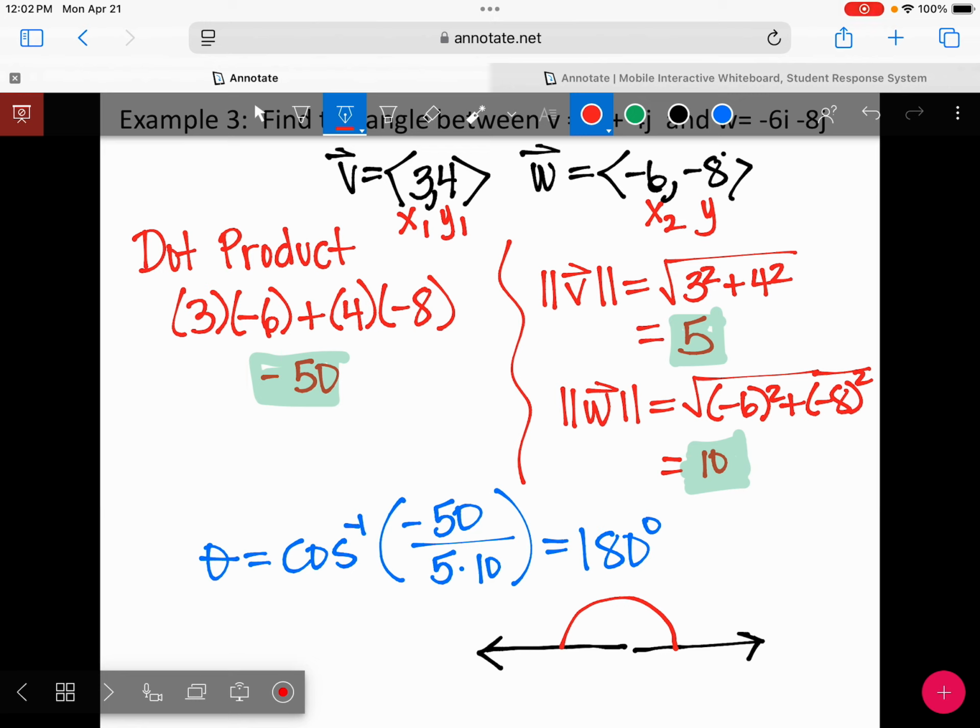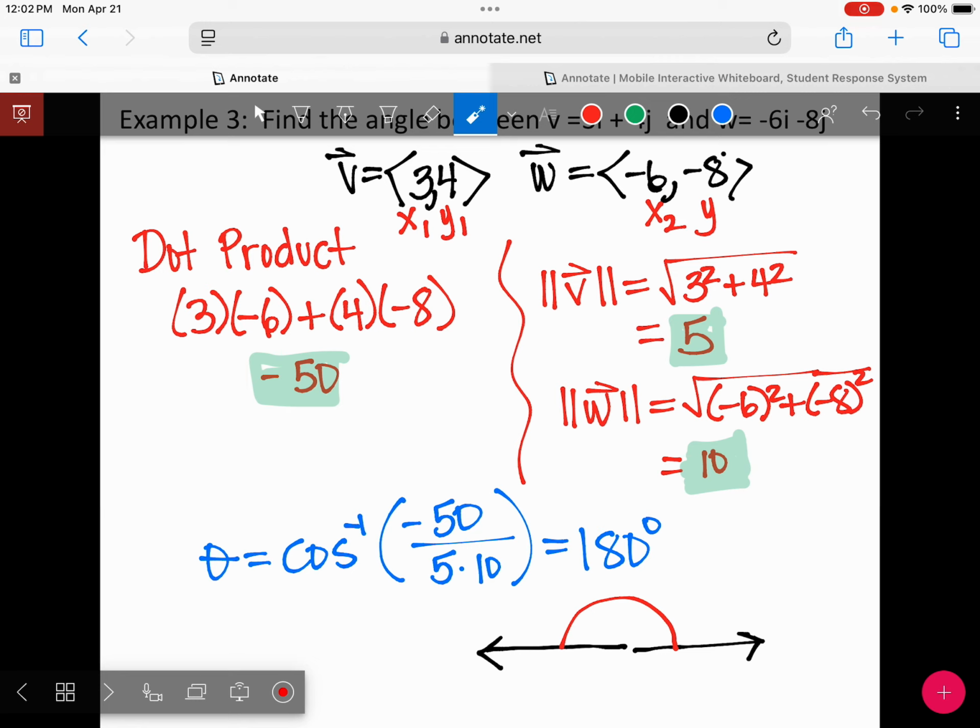So when I found the dot product, I got negative 50. The magnitude of vector V was just 5. The magnitude of vector W is 10. And if you look at this, what we have is negative 50 divided by 50, which is negative 1. And I don't know if you remember from the unit circle, but the cosine of negative 1 is 180.